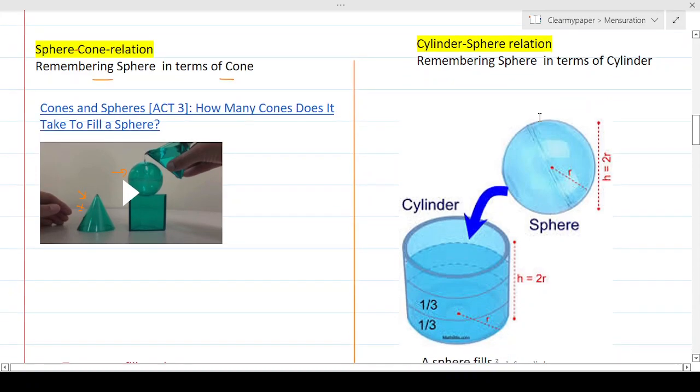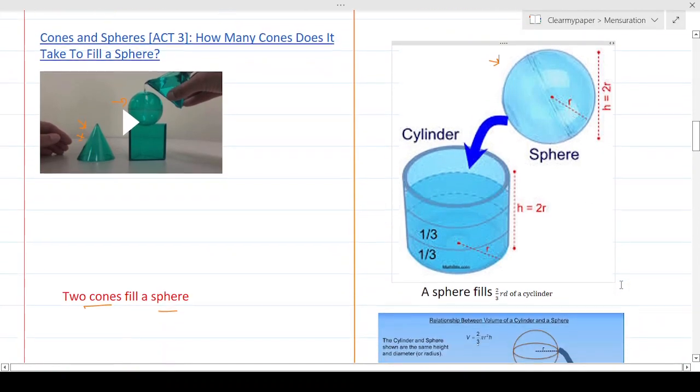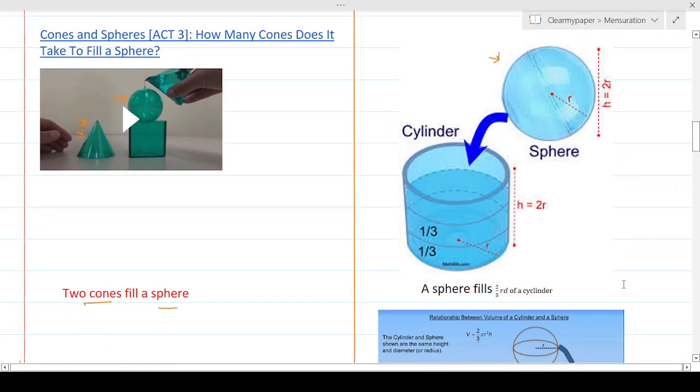So on a similar example, if I fill up the sphere completely with water, and if I try to pour the water into a cylinder, how much portion of the cylinder does it fill? It's a similar exercise to what we did with a cone. We know that to fill the cylinder completely, we require 3 cones. In terms of the sphere, if the sphere is completely filled with water and I pour it into a cylinder, it fills 2/3 of the cylinder. It doesn't fill it completely, but it fills 2/3 of the cylinder.